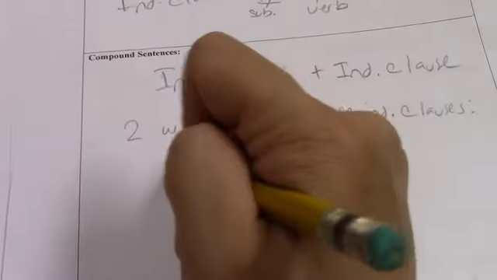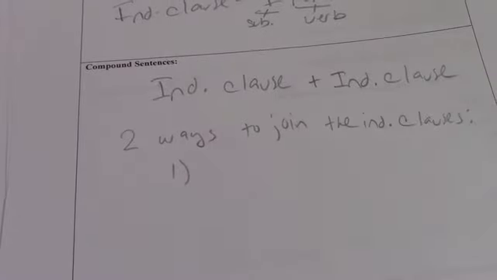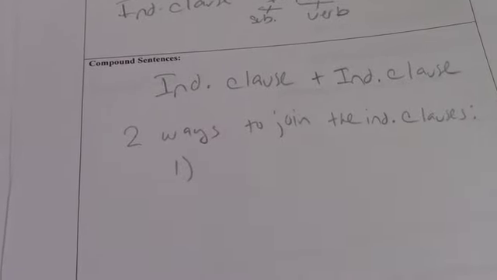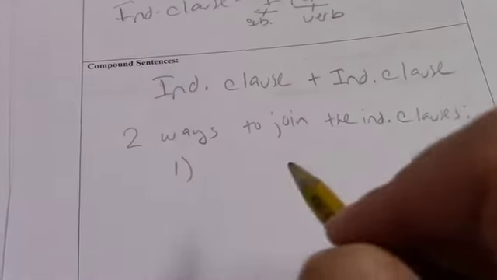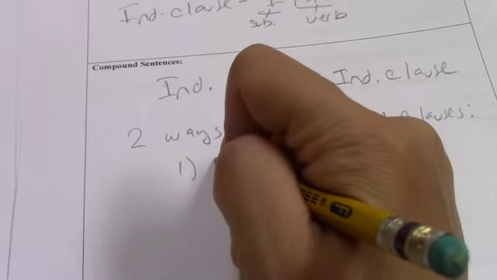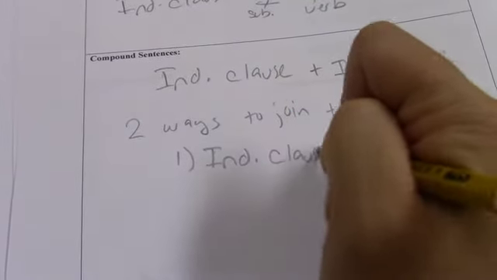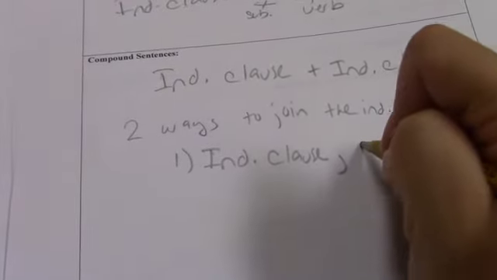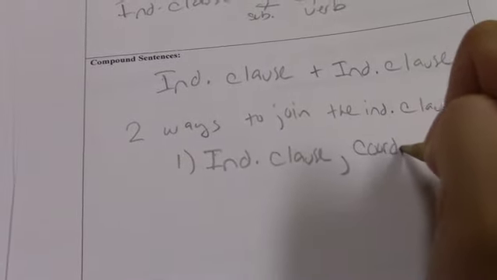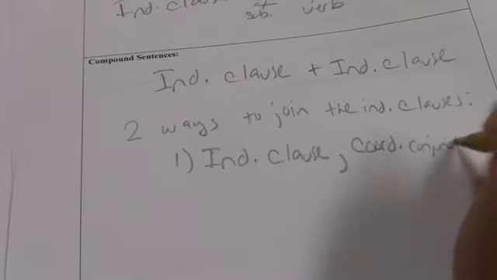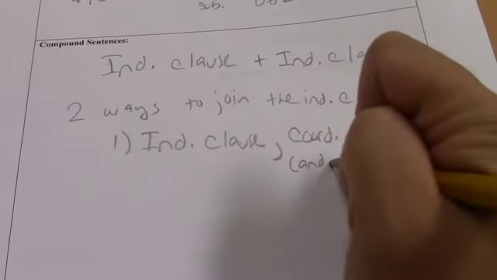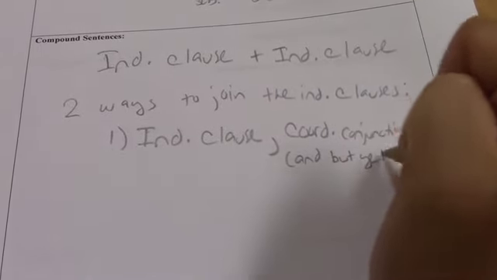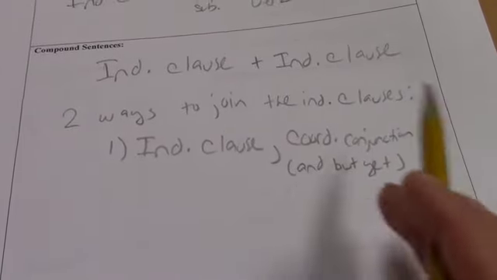Way number one is by a comma plus a coordinating conjunction. So you can join the independent clauses with a comma and a coordinating conjunction. So you would have an independent clause, and then you would have a comma, and then you would have your coordinating conjunction. Remember, a coordinating conjunction is different than a subordinating conjunction. A coordinating conjunction would be like and, or, but, or yet, and so forth. So don't get that mixed up.